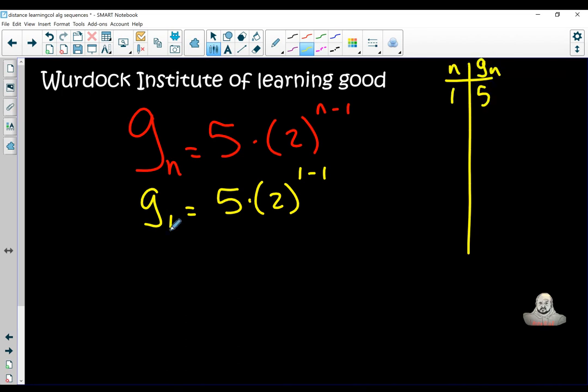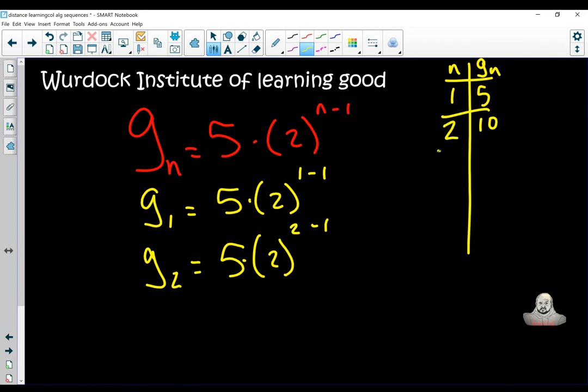When you put a 2 into the sequence, the math you do first is this exponent. 2 minus 1 is 1. 2 to the power of 1 is 2. 5 times 2 is 10. So the second term is 10.